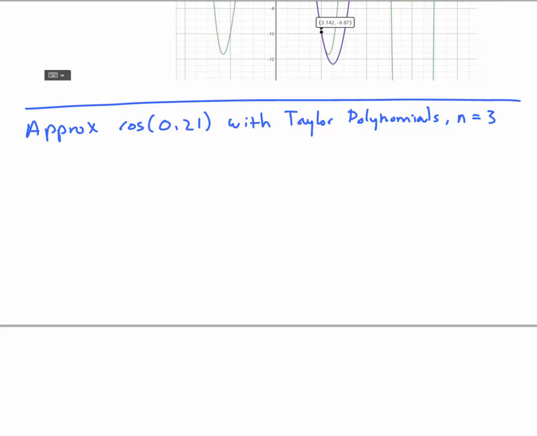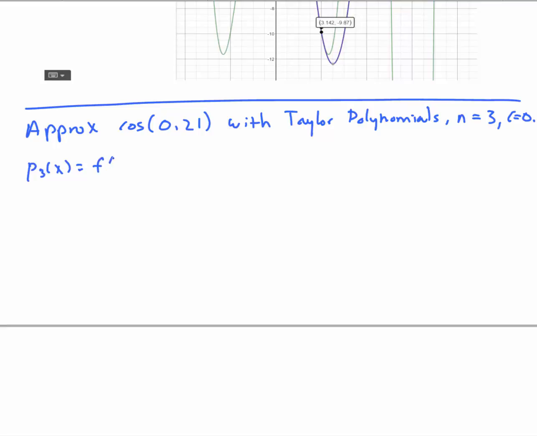So if I want to approximate the cosine of 0.21, I need to figure out a center. So 0.21 radians. Let's choose something that's easy to work with, something from the unit circle. And I can see pretty clearly that something close to 0.21 on the unit circle would be 0. So I'm going to let the center equal 0 here. Now if that value is not given to you, you can choose your own center, but choose wisely. Choose simple values.